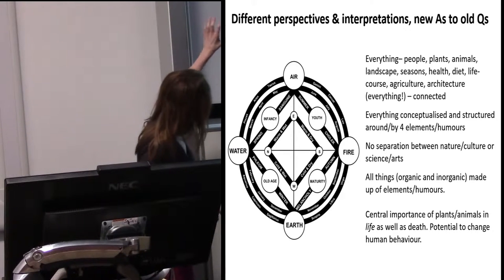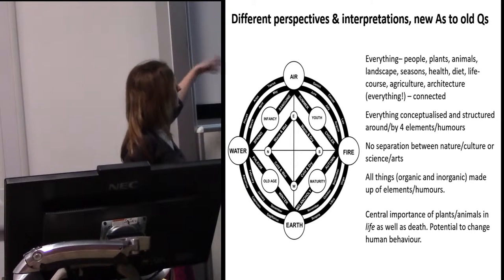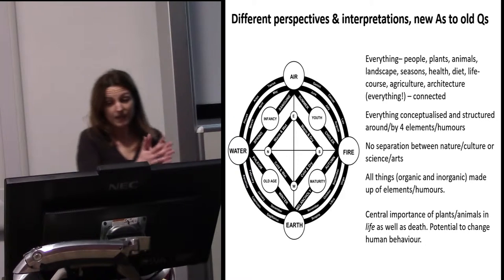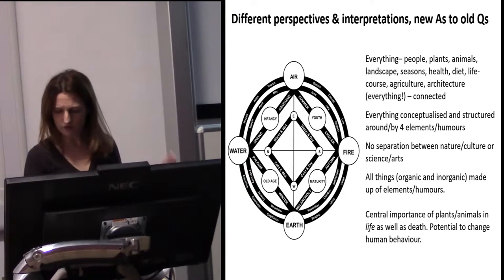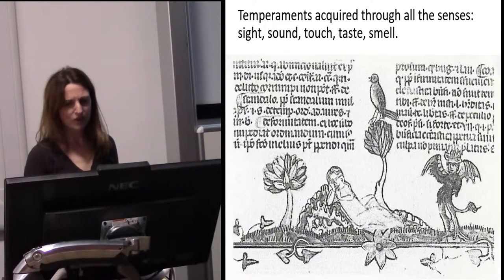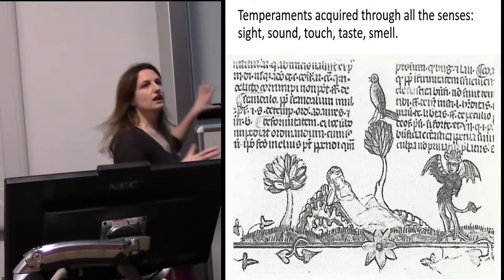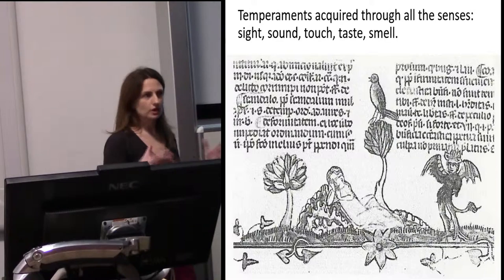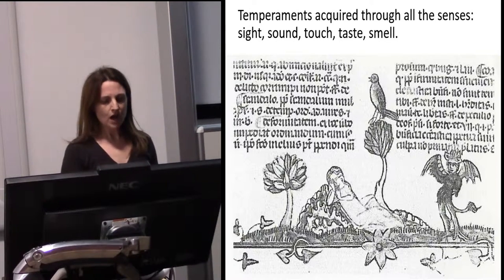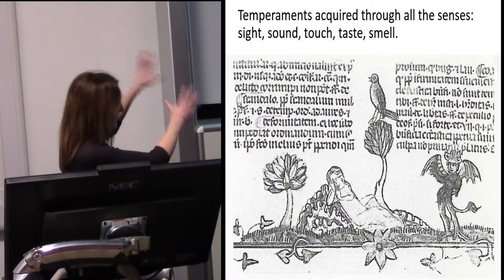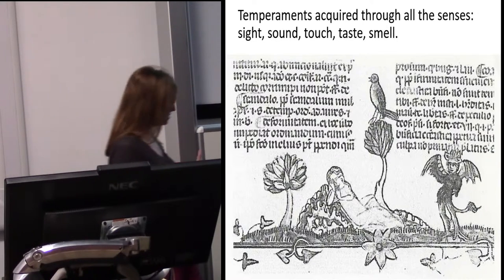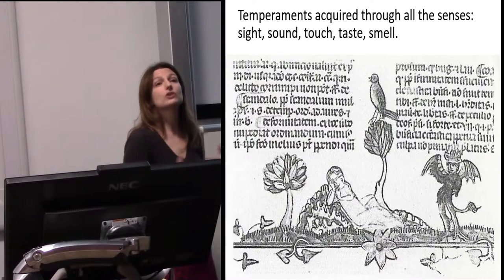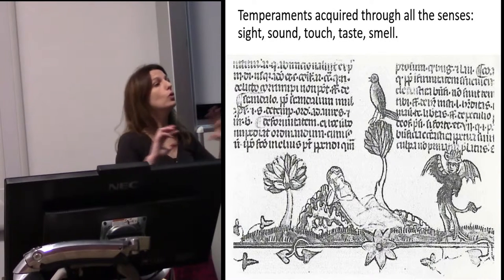When these animals and plants are made up of all of these humours, it means that they also have the potential to transform and change human behaviour. I'll give you some examples of this. With all of these animals having their own temperament, the different humours making up the temperament, what we need to realise is that within the medieval mind, certainly, the temperaments of the animals and plants could be transferred to people through all of the senses.